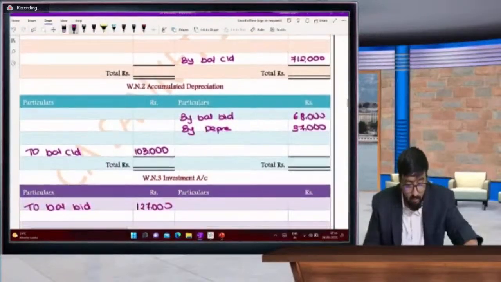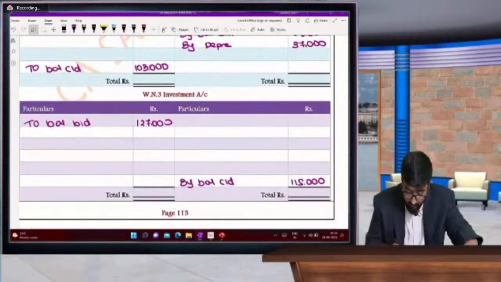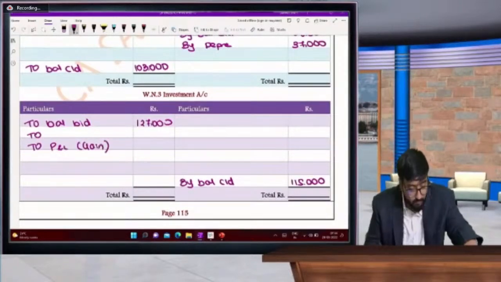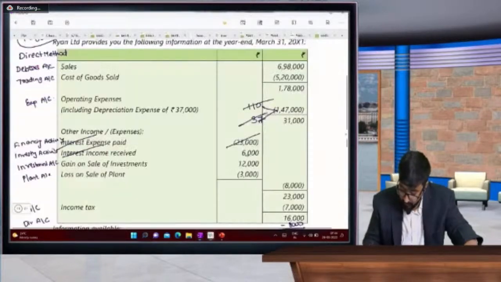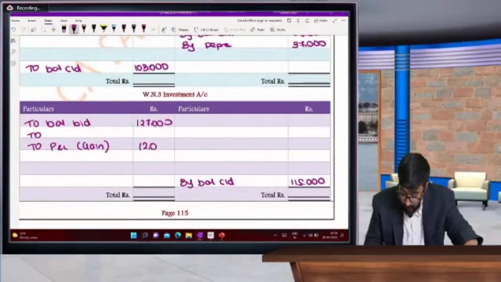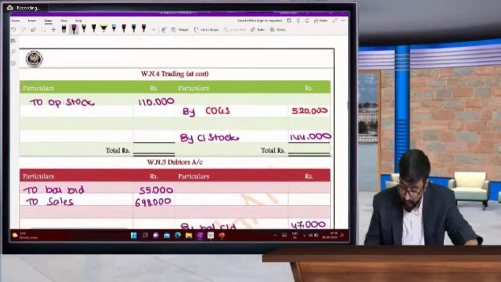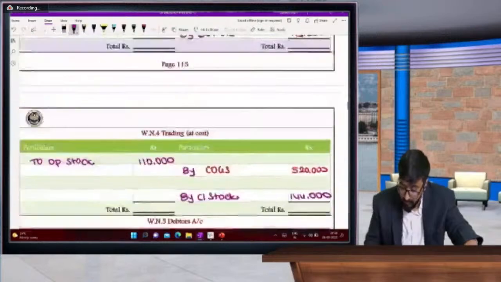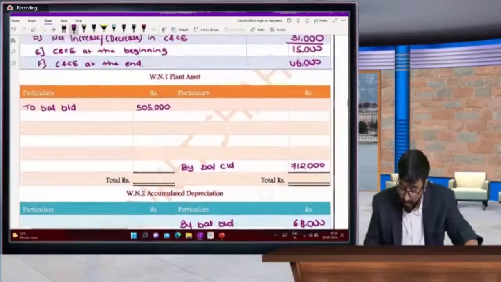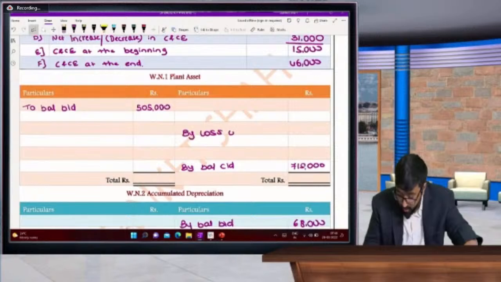Gain on sale of investment account, third line, to P&L gain 12,000. How much? 12,000. And plant account, third line, by loss on sale, or by P&L by loss on sale.